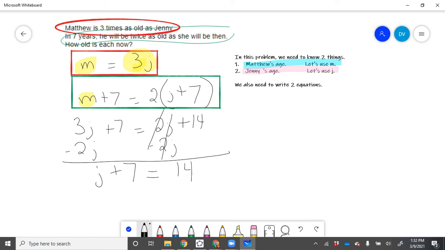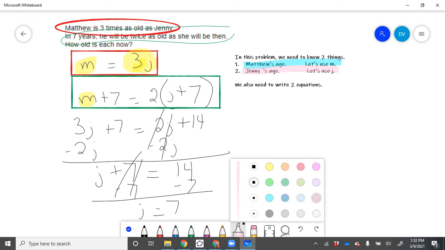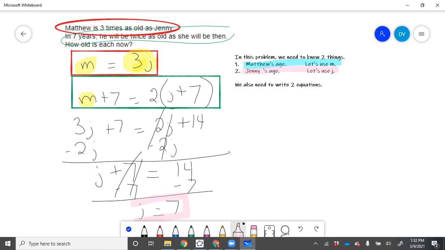Now what's already done here is that 7 has been added, and so we need to do the inverse, which is subtract 7 from both sides. And if we do that, J will be equal to 14 minus 7, which is 7. And that's what we were looking for at the beginning of the problem where we wrote those notes in pink. It says that Jenny's age is J. So that's Jenny's age right there. J equals 7.